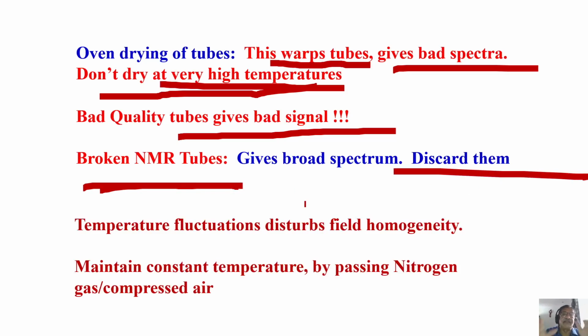And temperature fluctuations will be there near the sample in the probe. You have to maintain uniform temperature. If there are temperature fluctuations, that will disturb field homogeneity. So please maintain uniform temperature, for which you have to pass nitrogen gas or compressed air continuously and uniformly, so that you will maintain uniform temperature. That is essential. Otherwise, temperature fluctuations or gradients in the temperature will create inhomogeneity and your spectra get distorted.